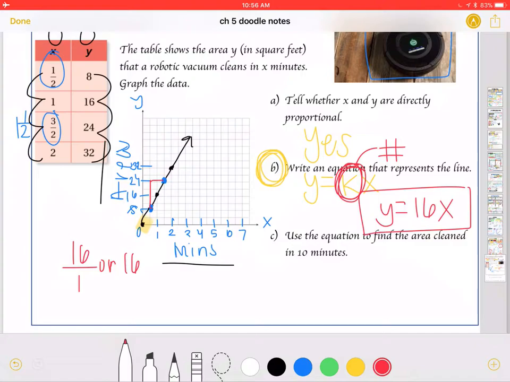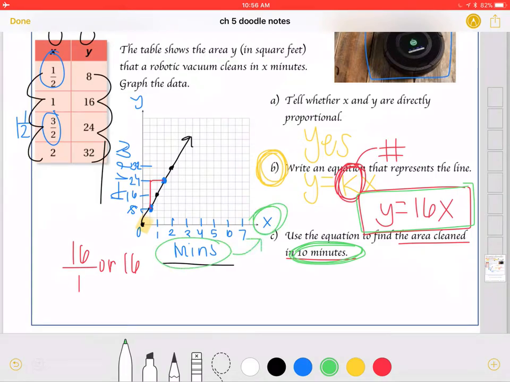Now let's do part C. Use the equation to find the area cleaned in 10 minutes. So now we're going to use this equation, and if I want my minutes to be 10, what would be the area? Remember, minutes is our x value, so I'm going to plug in 10 for x in our equation to find our y, which is our area. When 16 and x are next to each other, they're being multiplied. So multiply those together, we get 160. So how much area is cleaned in 10 minutes? 160 square feet, or feet squared.